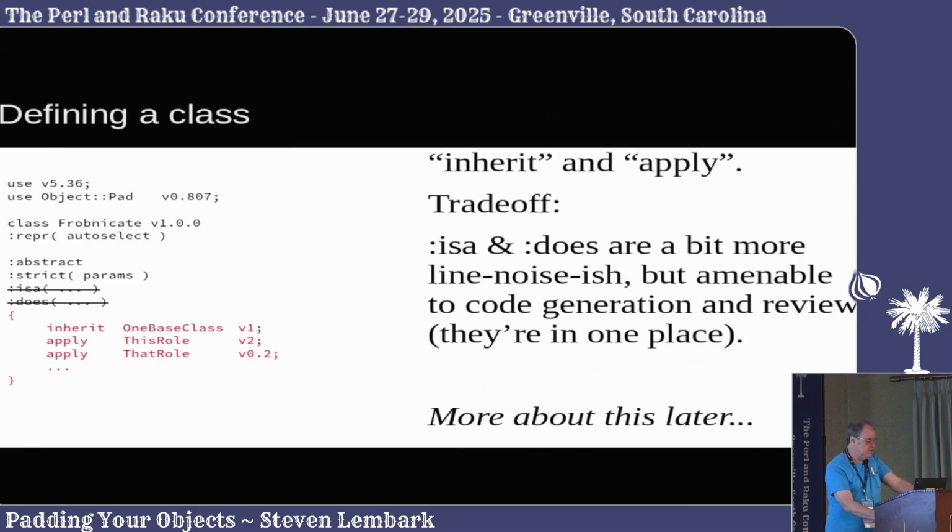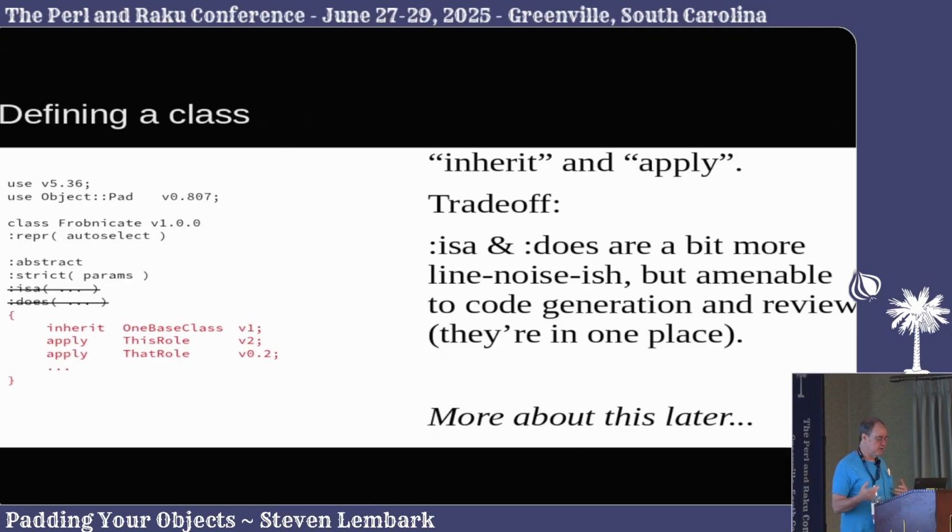Now, if ISA and does don't look pretty to you, you can use inherit and apply. You can inherit from one at most, and you can apply as many roles as you like. The trade-off is ISA and does look kind of like line noise. There's just that much more cruft floating around. On the other hand, a code generator or a code analyzer might be happier with the ISA and the does because they're in one place. It knows where to find them. And it's also a little bit easier to not accidentally delete them from a place you can't see them.